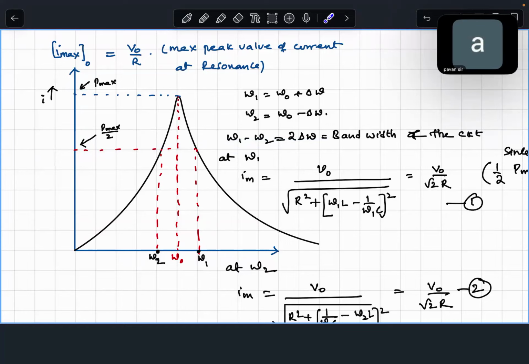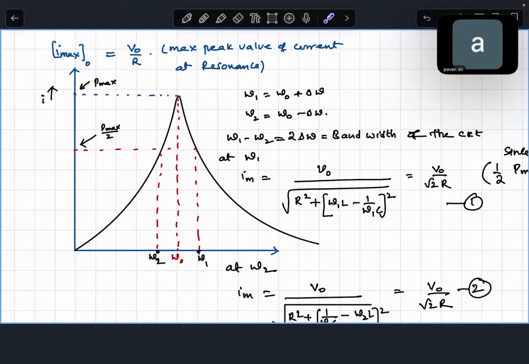I will have a certain current, but that current is possible at two different frequencies. One here, the other here. One when the circuit is in capacitive mode, the other when the circuit is in inductive mode. What is exactly the meaning of capacitive circuit? What is the capacitive part of the circuit? XC greater than XL, 1 by omega C greater than omega L. If the reverse is happening, it is the inductive part.